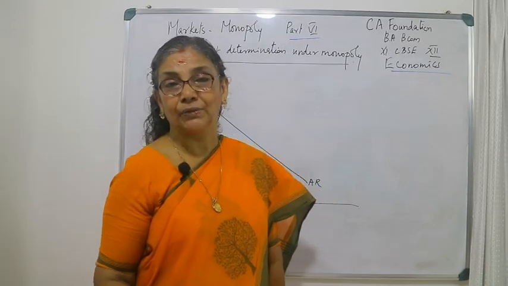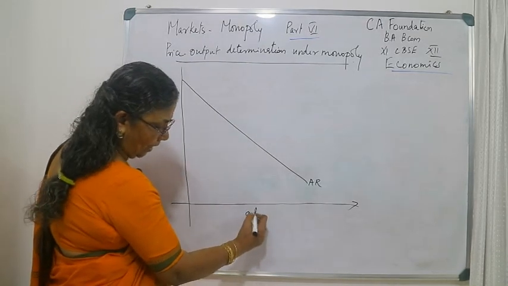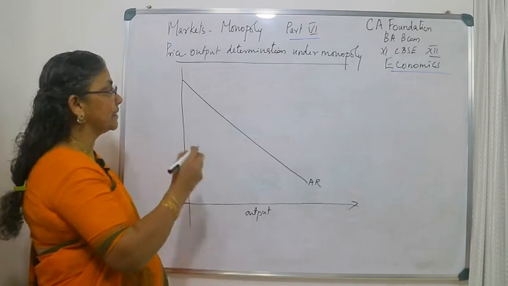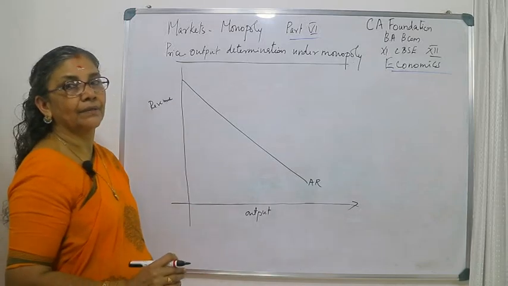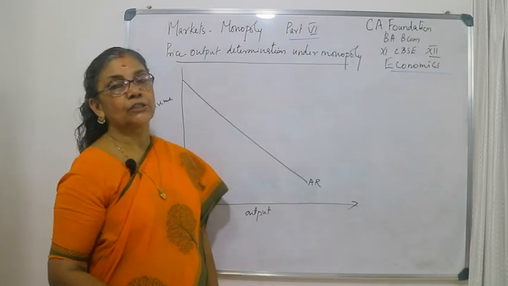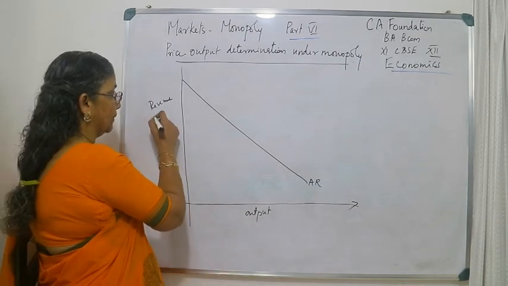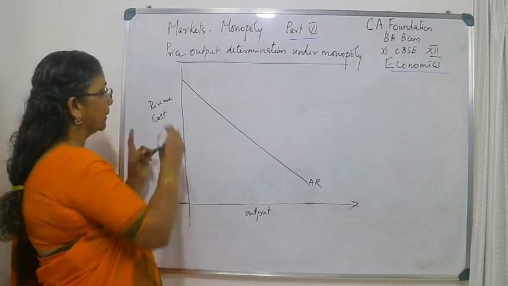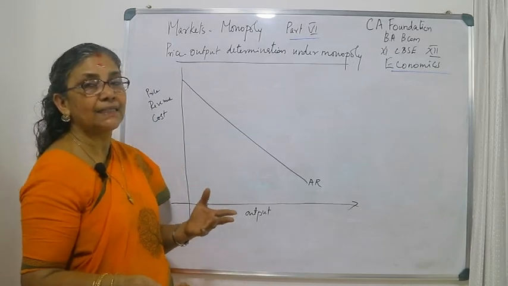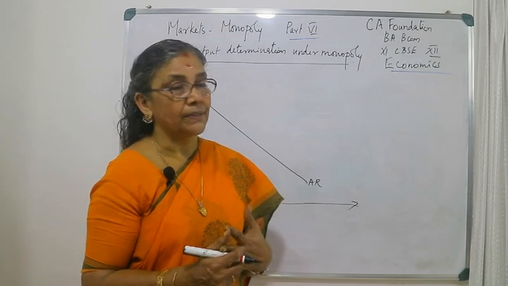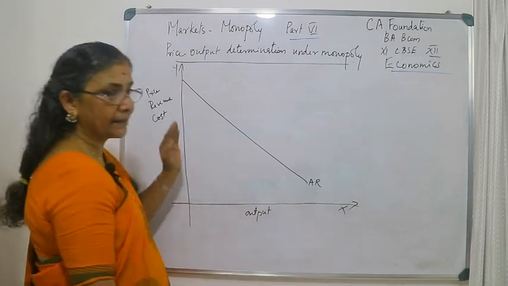The firm itself constitutes the industry. On the x-axis we measure output, and on the y-axis we measure revenue as we draw the revenue curve. Today's topic is price output determination under monopoly. We also have to see the cost curve. Revenue means price, the price the consumers give, which is the revenue of the seller or producer. On the y-axis is price, and output on the x-axis, with the average revenue curve.